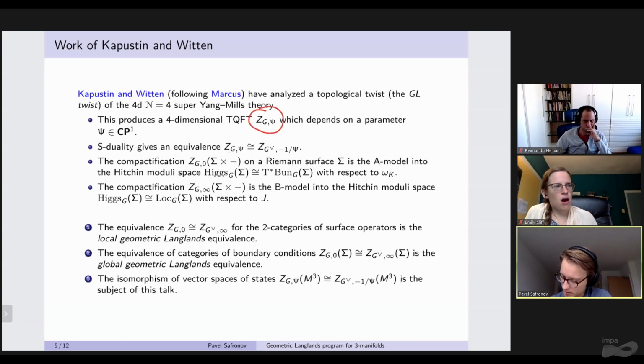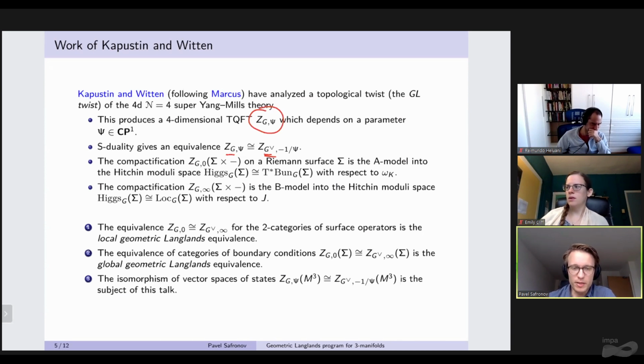So there's a G on the left-hand side, and there's a Langlands dual on the right-hand side. There are some special parameters where the theory is a little bit easier to describe. For instance, you can take psi to be 0 or psi to be infinity. And as you see, this S-duality exchanges these 2 points. So I can discuss those 2 points as special points.